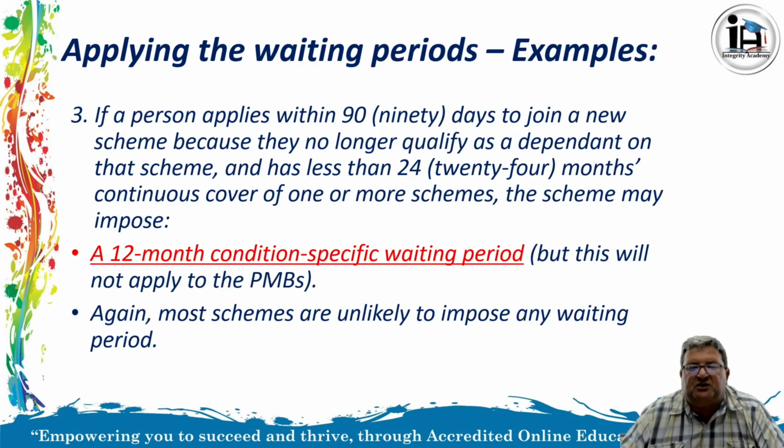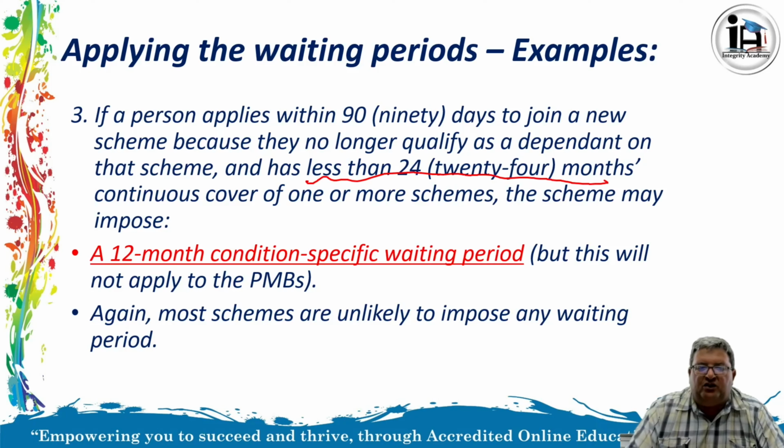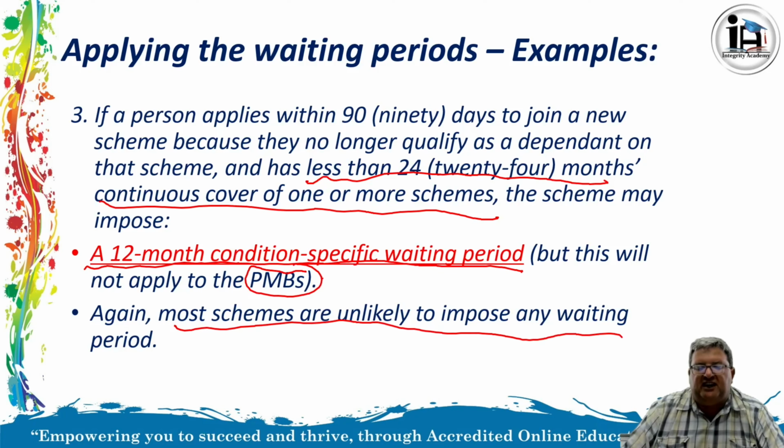Three. If a person applies within 90 days to join a new scheme because they no longer qualified as a dependent on that scheme and has less than 24 months continuous cover on one or more schemes, the scheme may impose a 12-month condition-specific waiting period, but it will not apply to the PMBs. So again, most schemes are unlikely to impose any period on this as well.